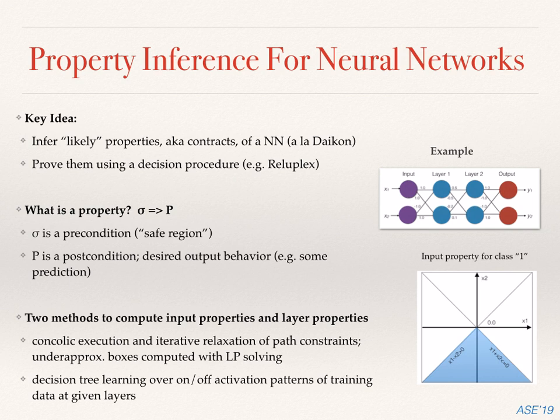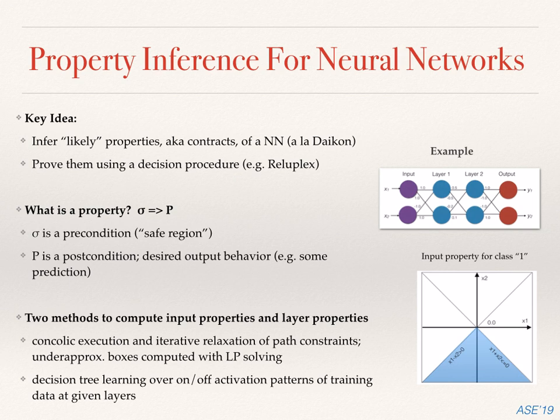And we have developed two techniques. To infer input properties, we use a form of symbolic or concolic execution, and then an iterative relaxation of path constraints. And we also use linear programming solving to compute under-approximation boxes for these path constraints, which can then be easily visualized and interpreted. While at intermediate layers, we have a technique that uses decision tree learning over the on-off activation patterns recorded using the training or the test data at given layers. And once we discover these patterns recorded with decision trees, as I said, we use ReluPlex to actually prove such properties.